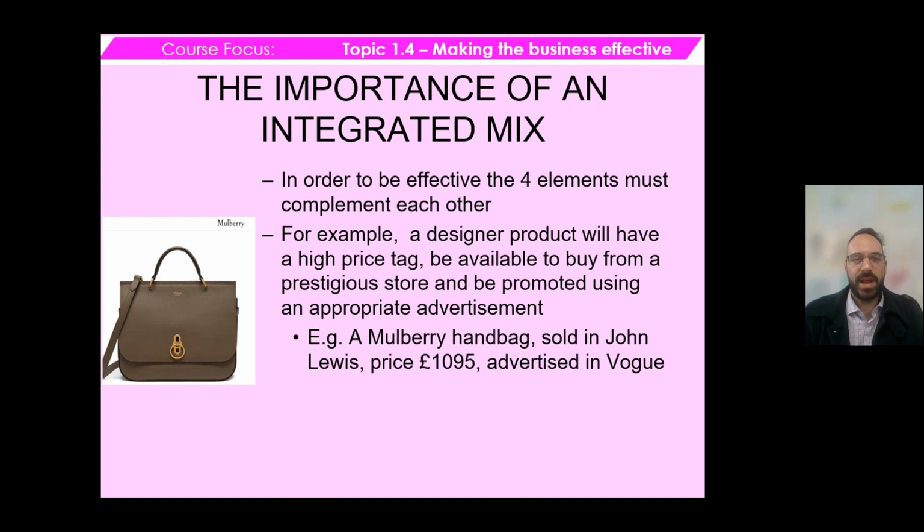So the term that we talk about, integrated marketing mix, is the idea that you basically cannot look at one of these factors alone. So in this example I've got for you here, a Marlboro handbag sold in John Lewis. The price is £1,095 and it's advertised in Vogue. The idea is it's targeted at a wealthier demographic. That's not to say that non-wealthy people can't purchase it, but they're putting it in advertising in magazines and things like that.